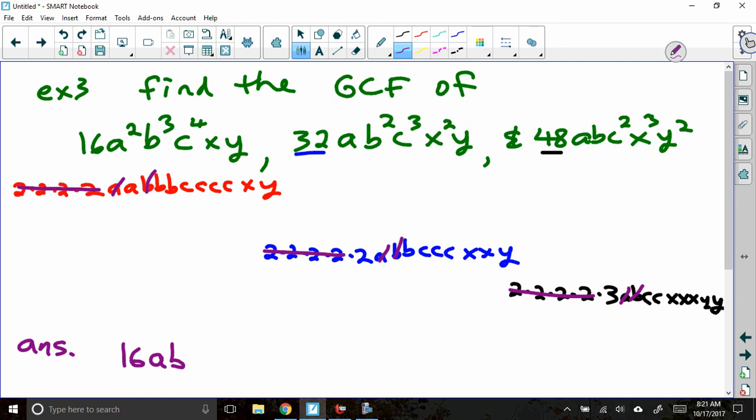And then with respect to the C, what do we got? C to the second, C squared, good. C squared. So that would take care of both of those, that'd take care of 2 of these, and that'd take care of 2 of these. With respect to x, what can we do? Just x to the first, right? So x, so that's going to take care of that one, and that one, and that one. And then with respect to the y's, y to the first.